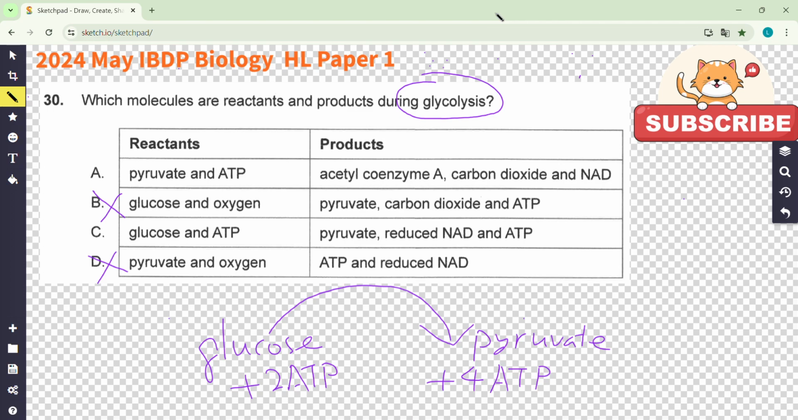So you remember this is glycolysis. And this question rewards you for the hard work of memorizing this process. So what's the result? Yeah, the answer. Oh, good. It's D.